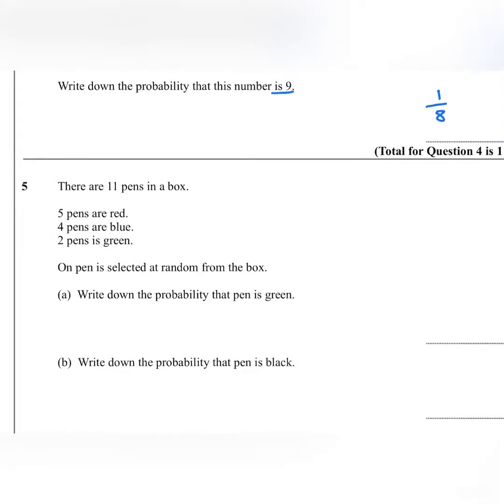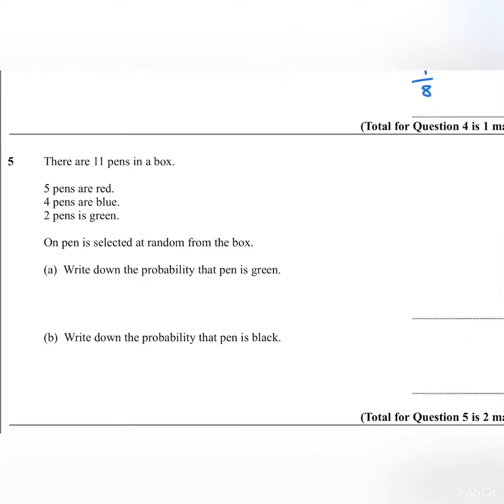Okay, question number 5. It says there are 11 pens in a box. 5 pens are red, 4 pens are blue, 2 pens are green, and 1 pen is selected at random from the box. Write down the probability that the pen is green. Okay, so altogether there are 11 pens. And how many green pens are there? There are 2 green pens. So the probability of a green pen is 2 over 11. It says write down the probability that the pen is black. Well, there is no black pens in that box, so that would be a 0.